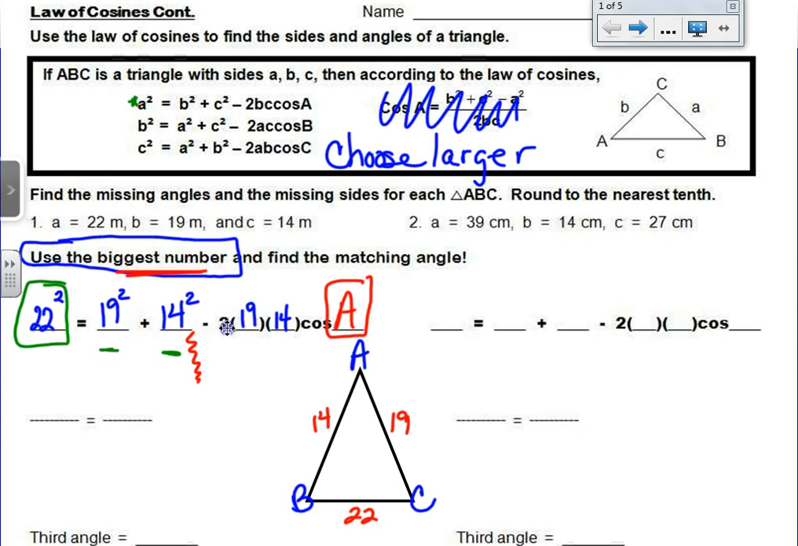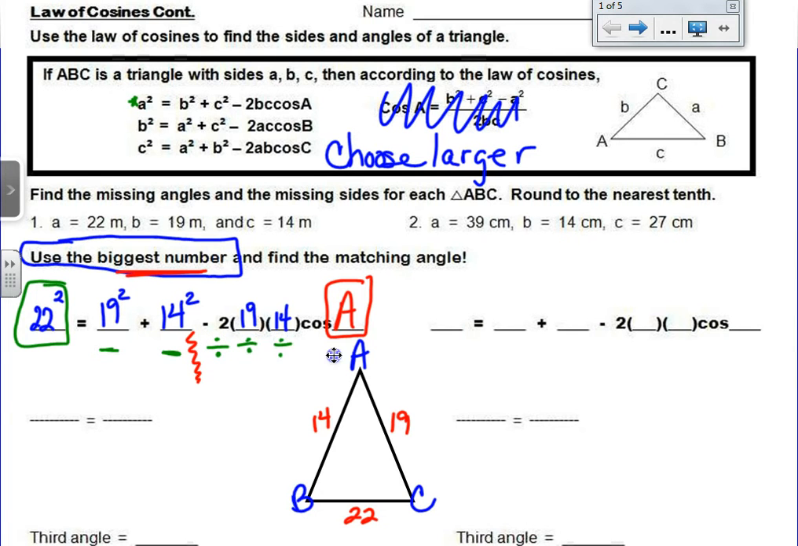Okay, now you have a negative 2. How is this negative 2 attached to the A? He's being multiplied right now. So how would you move him? You would divide. Okay, so we're going to have to divide by that. How about the 19? We're going to have to divide. How about the 14? Divide.